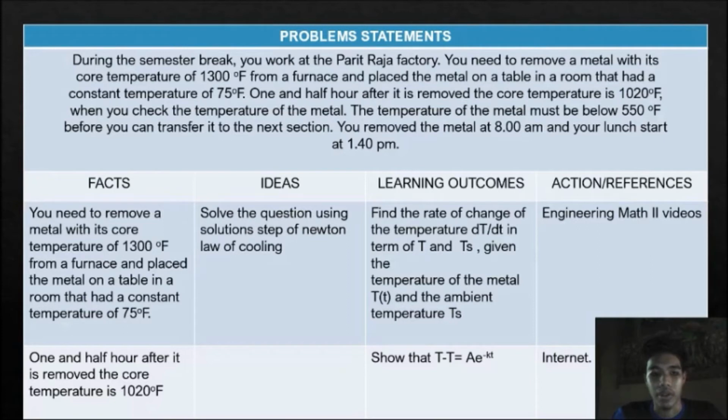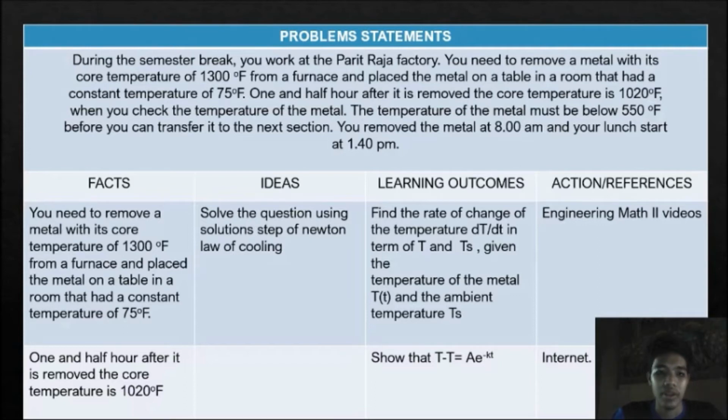When you check the temperature of the metal, the temperature of the metal must be below 550 Fahrenheit before you can transfer it to the next section. You remove the metal at 8 a.m. and your lunch starts at 1:40 p.m.